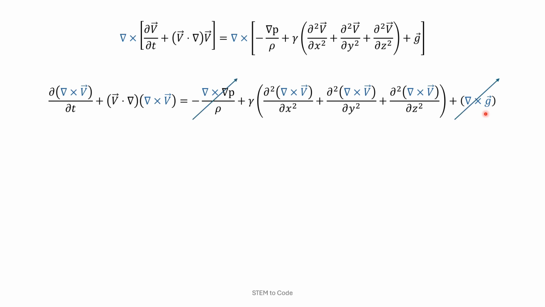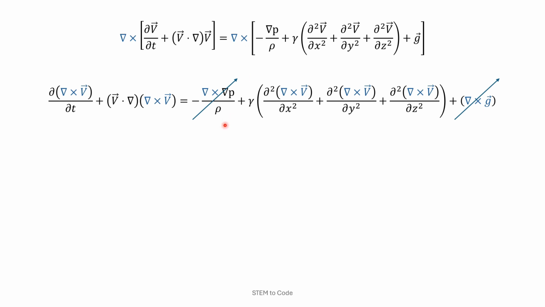Now this last term, the body force term, will vanish because g is a constant vector, and the curl of a constant vector gives a null vector. And also, as we discussed earlier, the curl when acted on the pressure term will reduce to 0. Again, it is one of the vector identities.